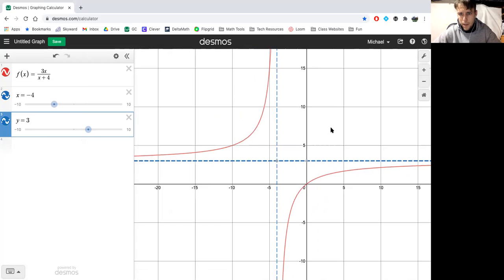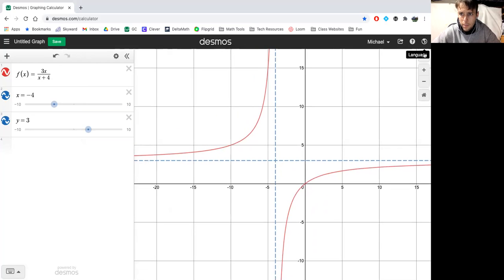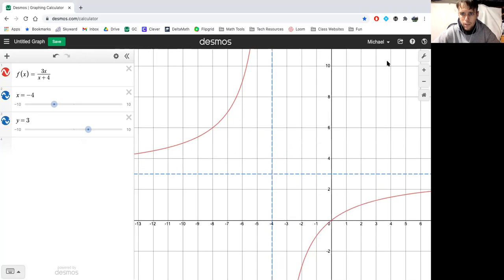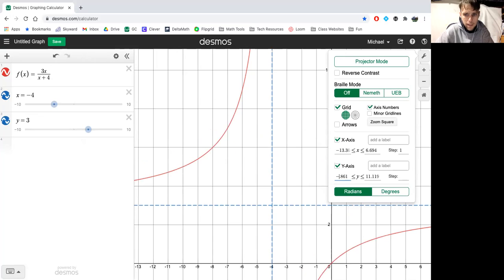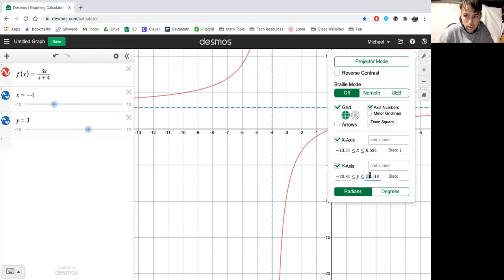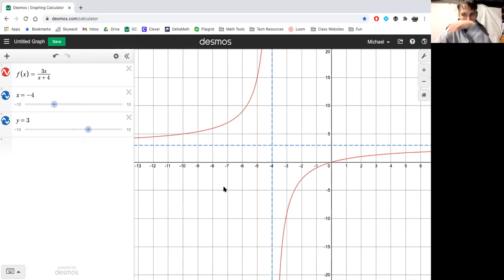I'll zoom out a little bit too, just to give myself a better idea of what I'm looking at. Well, I don't know that I need to zoom out so much. Sometimes, just like polynomial graphs, we'll want to change our y-axis a little bit. So I'm going to make it -20 to 20, just to give me a little better idea.